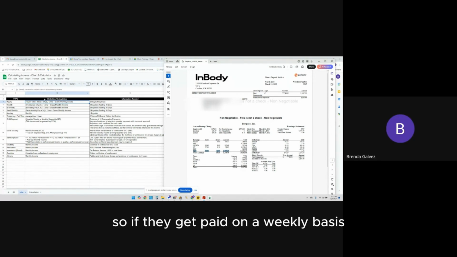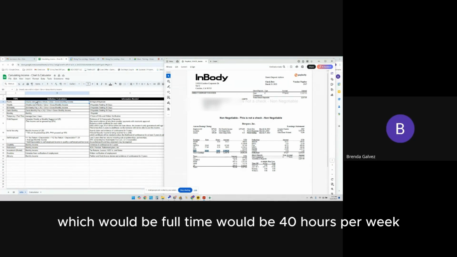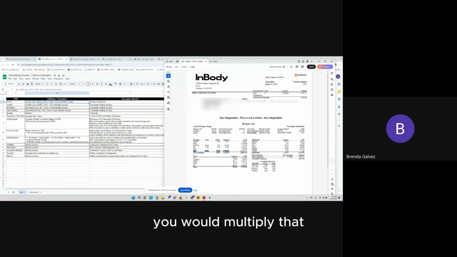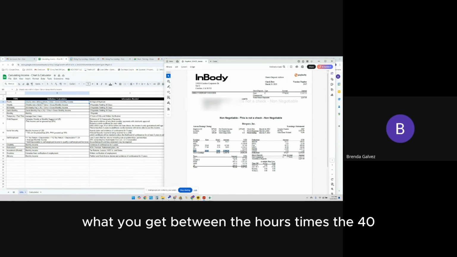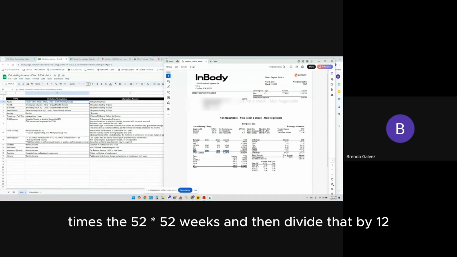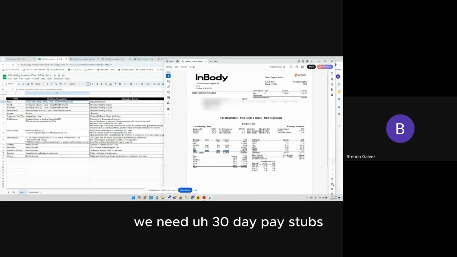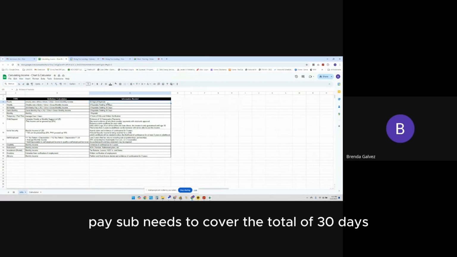Yes. So if they get paid on a weekly basis, which would be full-time, 40 hours per week, you would multiply the hourly rate times the 40 hours times 52 weeks, and then divide that by 12. We need 30-day pay stubs. The pay stubs need to cover a total of 30 days.